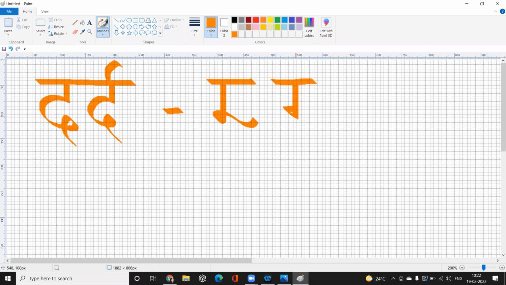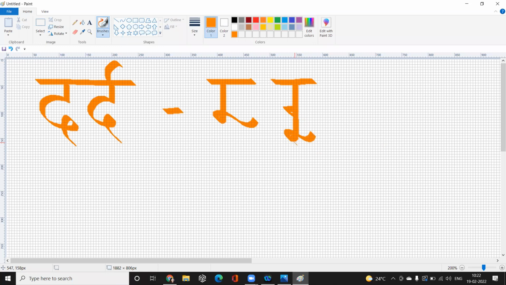And the would be written under it like this without the Shirorekha. Now why? Because this the belongs to category A, so it would be written as it is. Like we will write the R first and the would be written below.